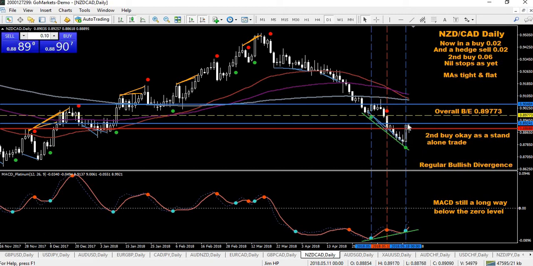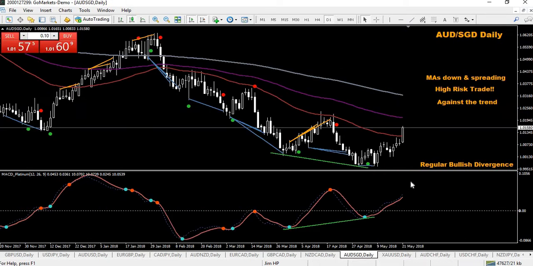You wouldn't have taken that sell because that's just a hedge trade. It doesn't even qualify as a sell trade. But then this buy trade's not a bad trade at all, so you would take that. And now there's my overall break even. It's not that far away. MACD is still a fair way below the zero level, so that's all good. Right, Aussie Singapore dollar.